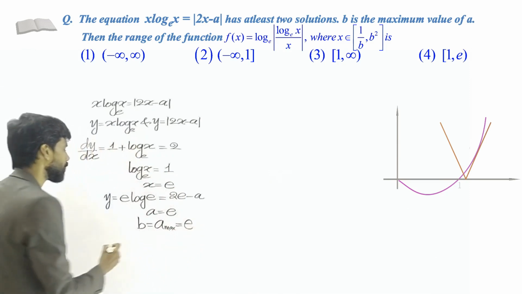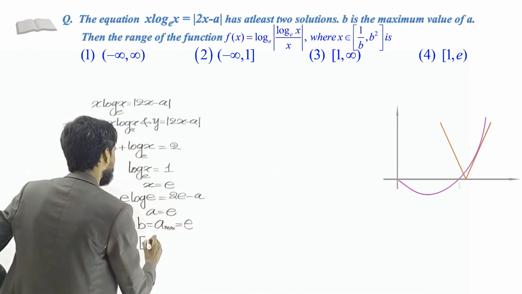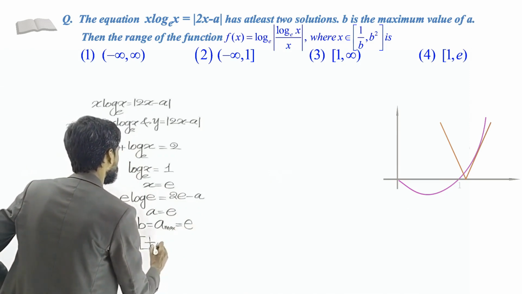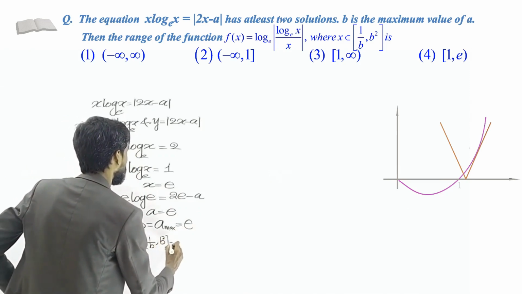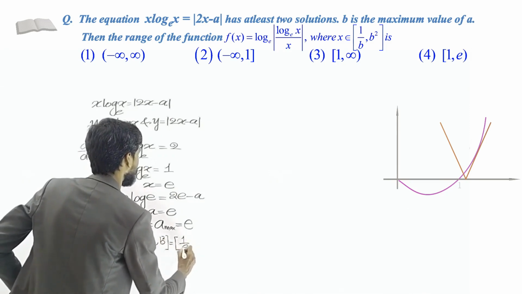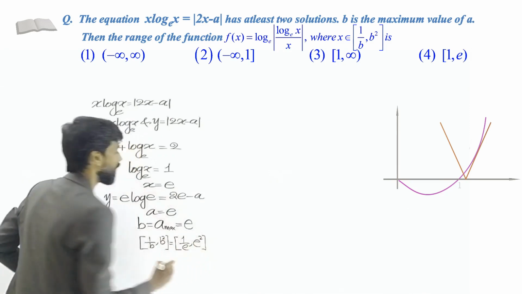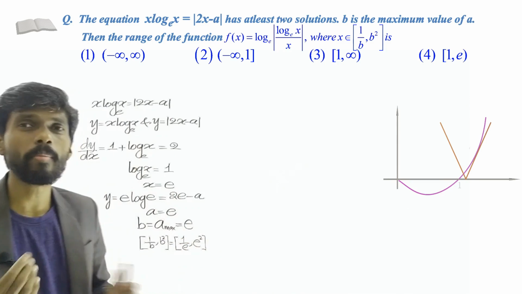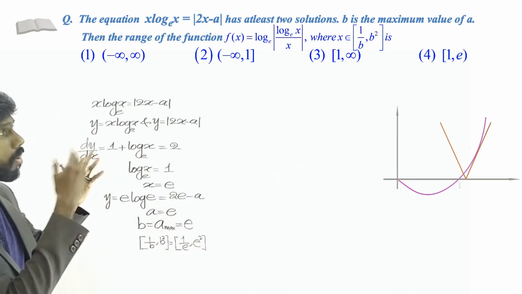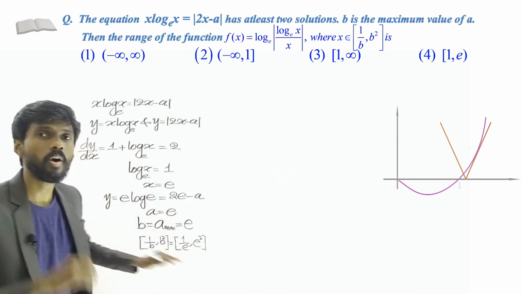Now some interval is given. The interval is 1 by b to b square. So what is the interval 1 by b to b square? That is 1 by e to e square. In this interval, we have to find the maximum or minimum value of another function, log of log x divided by x. So in this interval, let us find it.